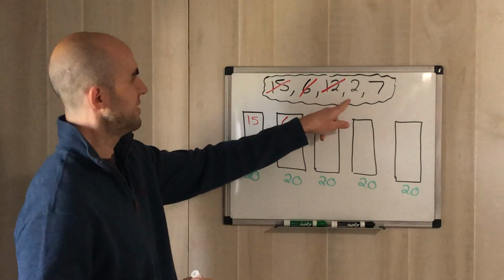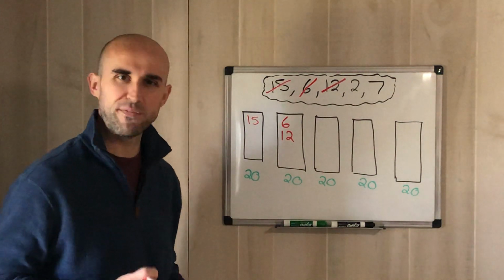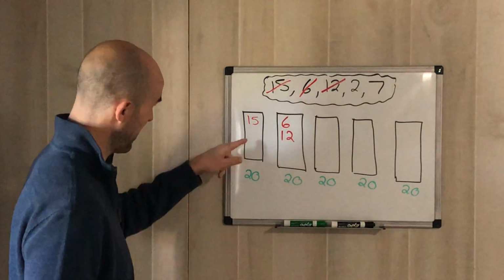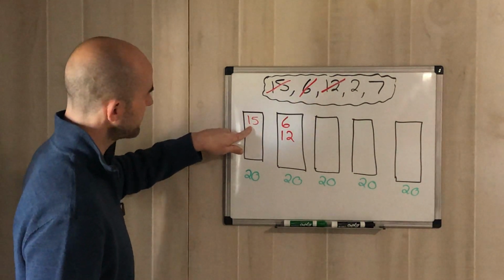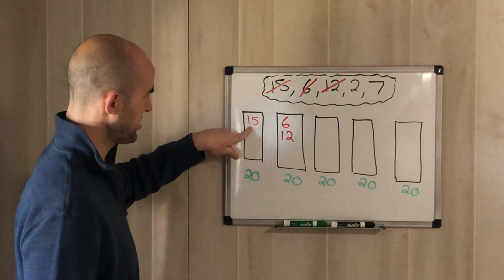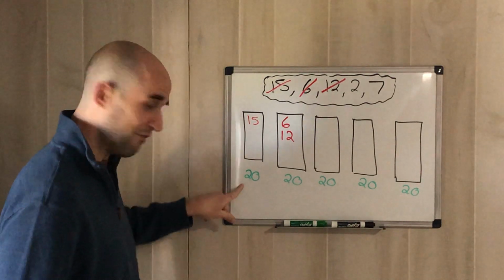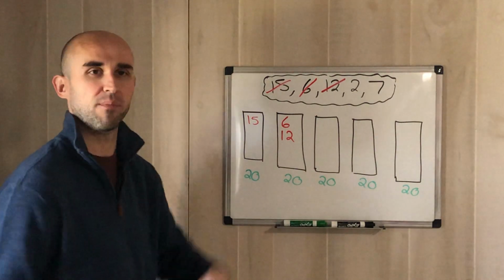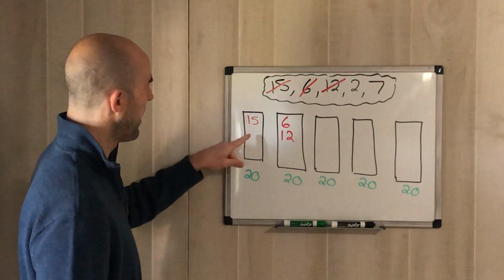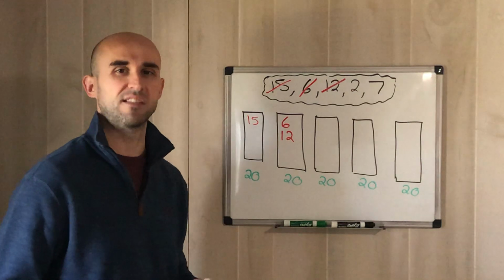Now we go to the next one. And this is where the best fit model actually is different from the other one. We have 2. We look here, we see that 15 plus 2 is 17, so it would fit here. And if it was the first fit model, it would say just put it there because it's the first box that it can fit in. But what we're doing is we're trying to fit this the best, right?